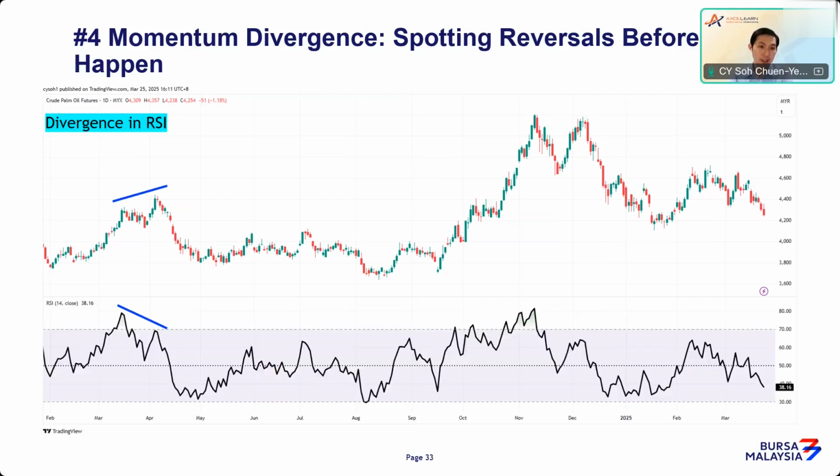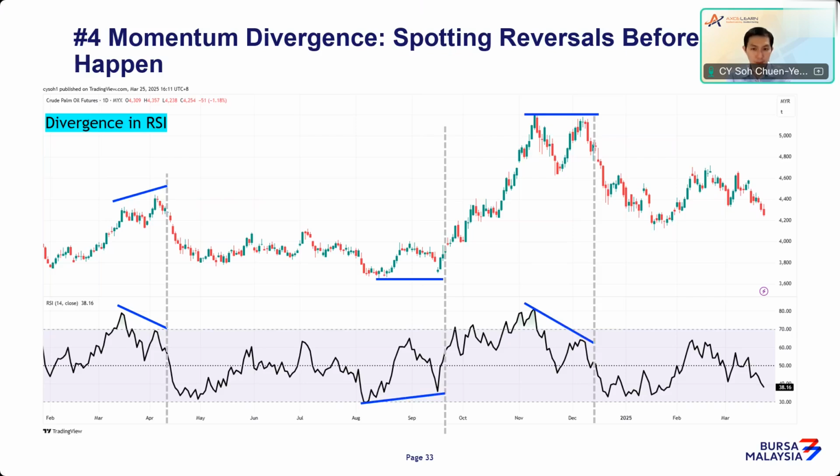How about divergence in RSI? Same thing. You can see the price and your indicator are actually moving in two different directions. One is moving up, the other is moving down. So it indicates a price change. The second point here, you can see price going slightly downwards, your RSI is sloping up. It's another divergence.